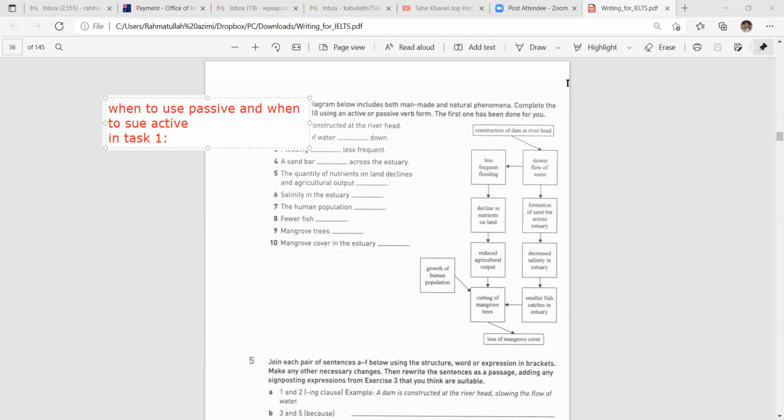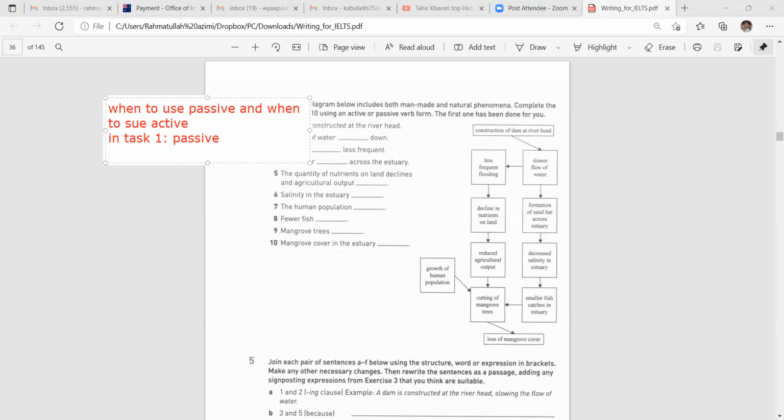Dear students, when you're writing task 1, it is crucial, very, very important to use passive most of the time. Now, before we move on, what is passive and what's active?